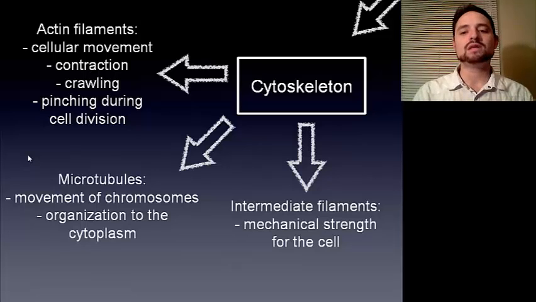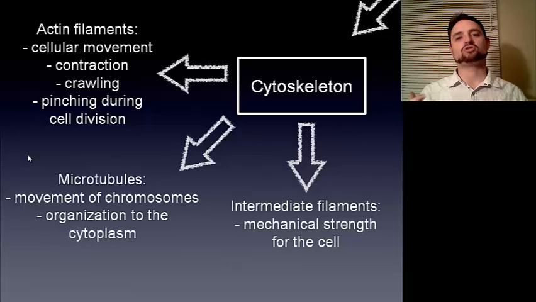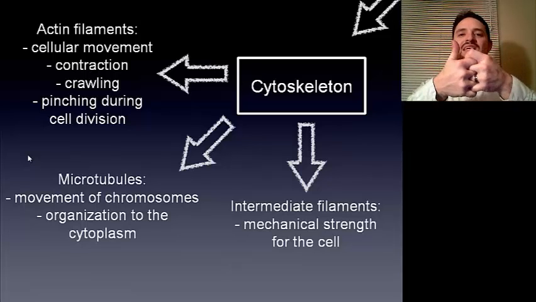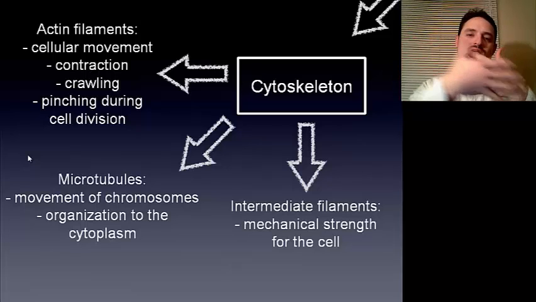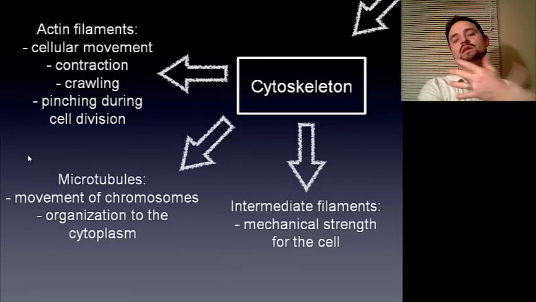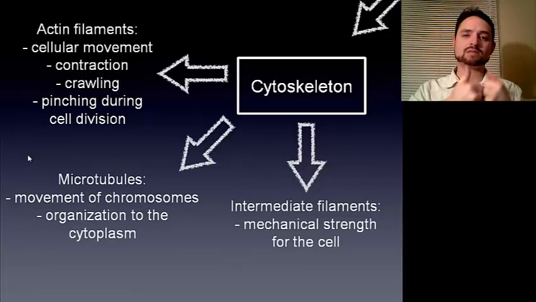And then you have intermediate filaments. These give the cell mechanical strength. These intermediate filaments sometimes will be between cells and they'll be linked together. Sometimes they'll go from one cell into another cell, and even attach to parts of that other cell, and that causes that anchoring to take place.